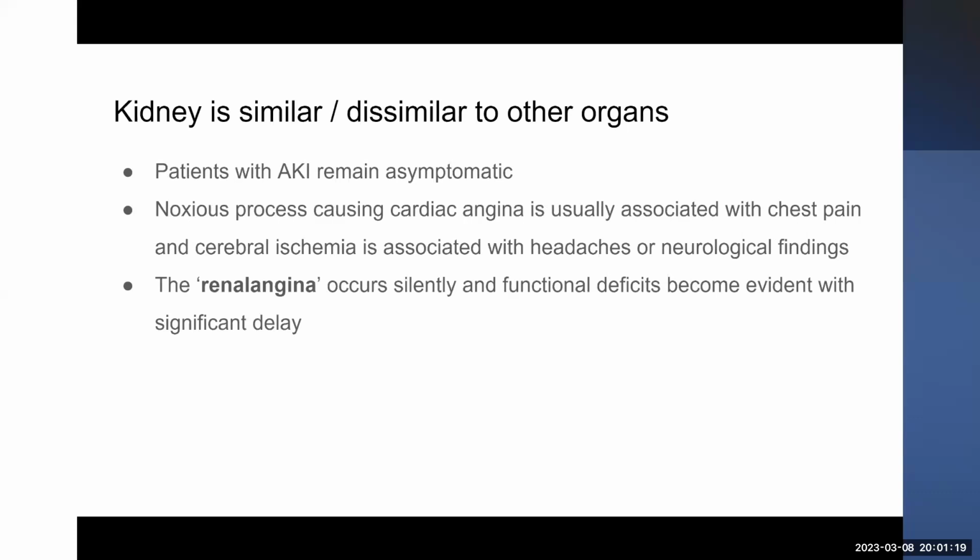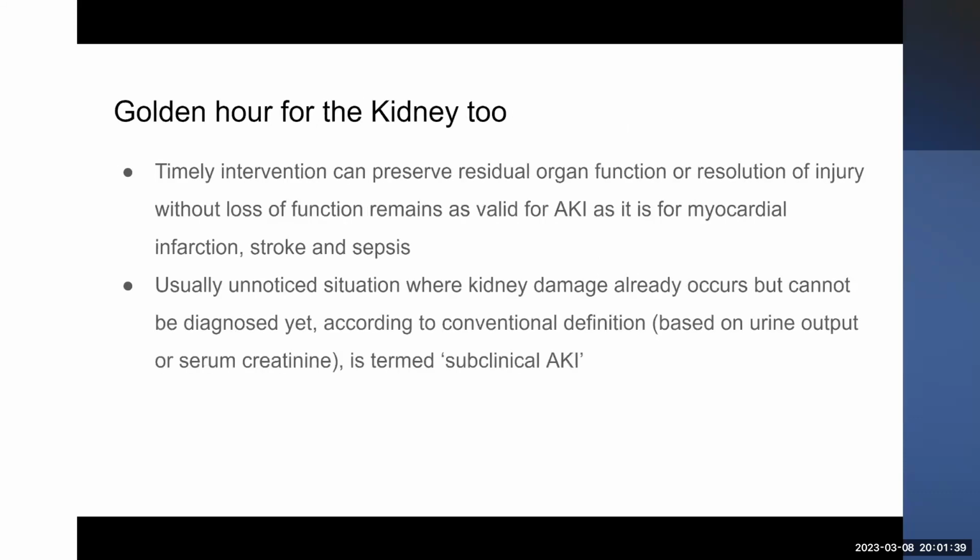And in a cardiac patient or in a cerebral attack, when there is cardiac angina, there is chest pain. So there are symptoms. With cerebral ischemia, you can have headaches or neurological findings. Unfortunately, renal angina occurs silently, and functional deficits only become evident with significant delay, which is why you need to have a way of finding it out when it is happening. The timely intervention can preserve residual organ function, and that is true for the kidney as well, just like it is true for the heart and for the brain.